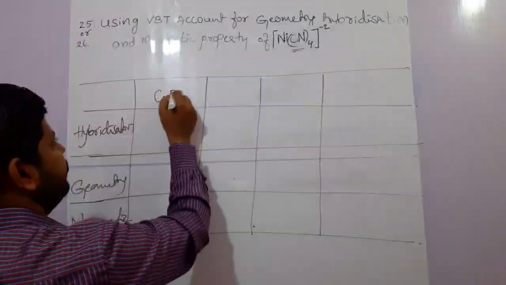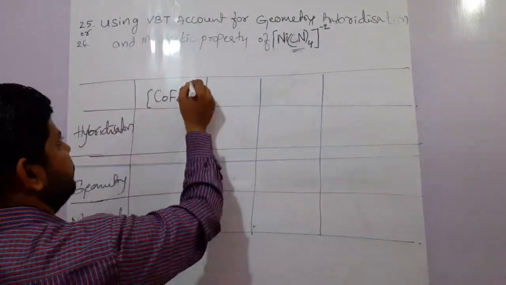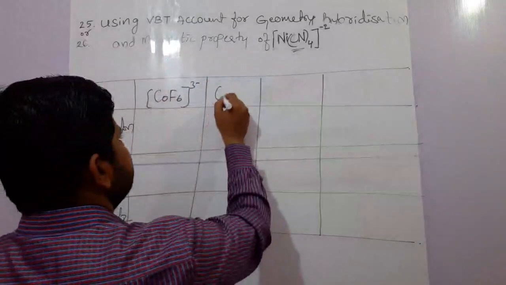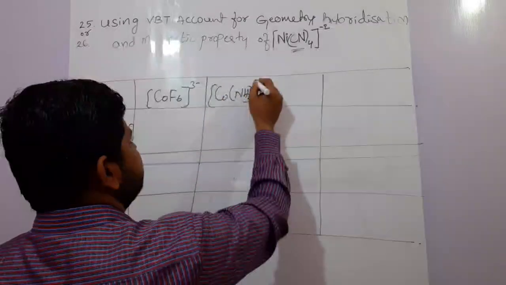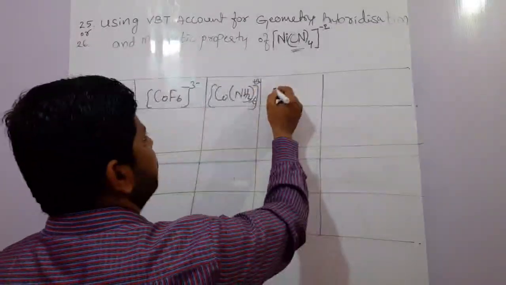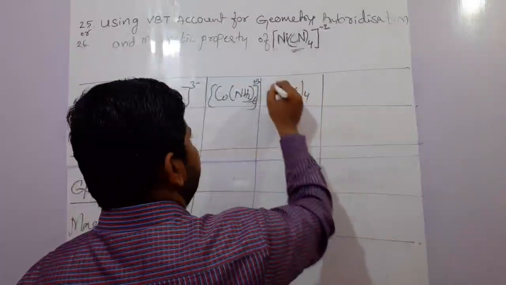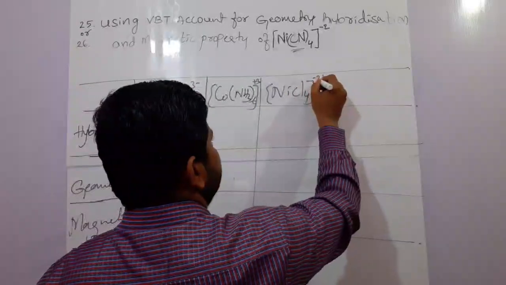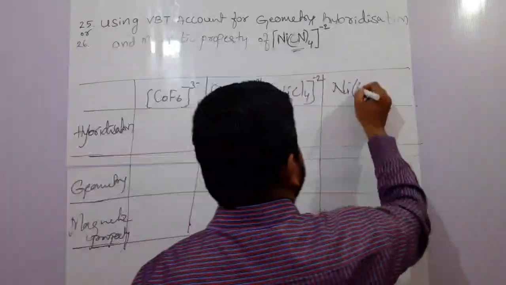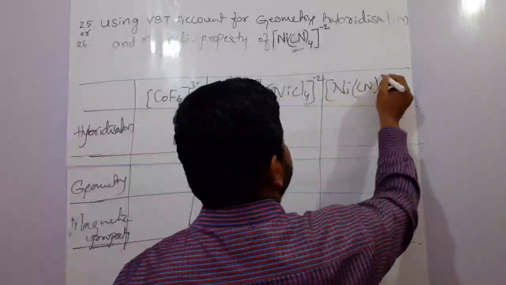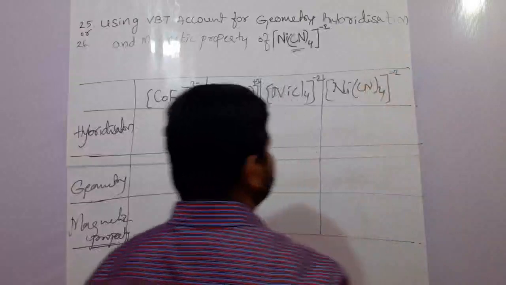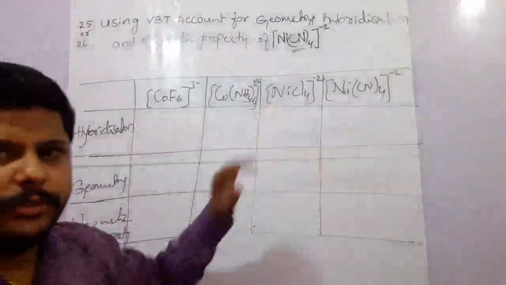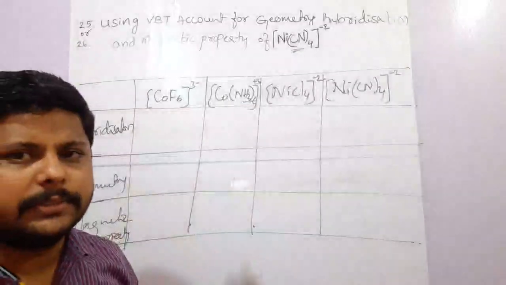I will write the 4 examples here. Start with CoF6 3 minus, Co(NH3)6 3 plus, NiCl4 2 minus, and Ni(CN)4 2 minus. So for these 4 complexes, you have to remember these points, all 4 complexes at a time.